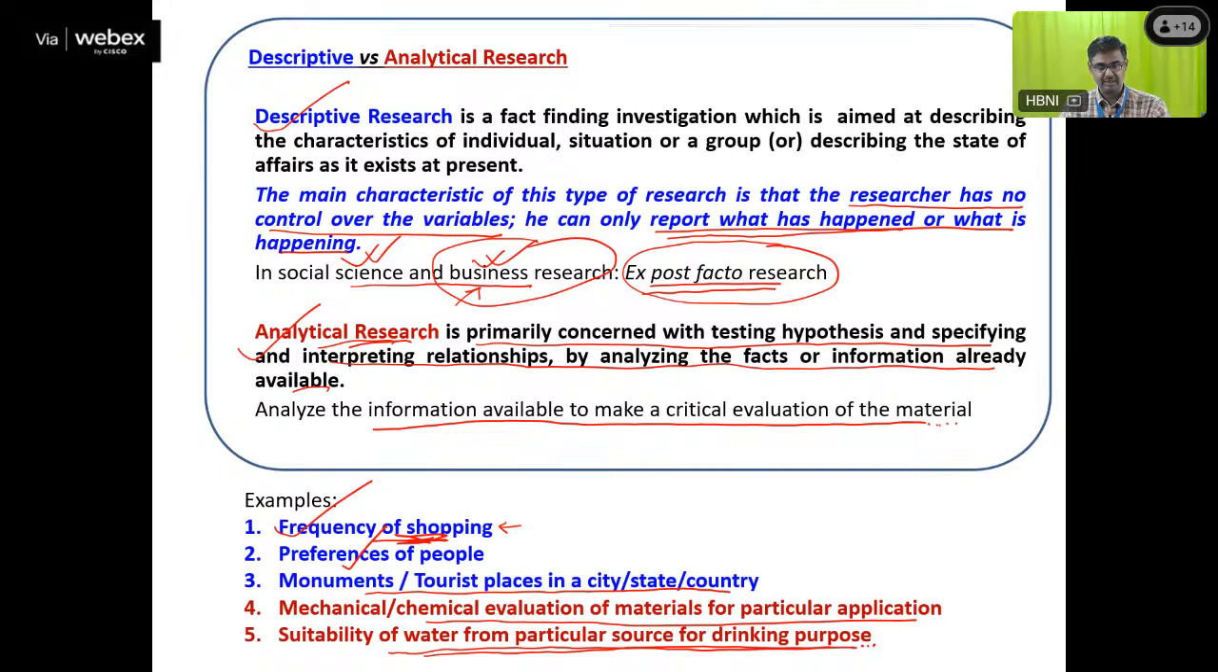So both of these come under applied research, descriptive and analytical, but descriptive is mostly in social science and business, and analytical for social applications.